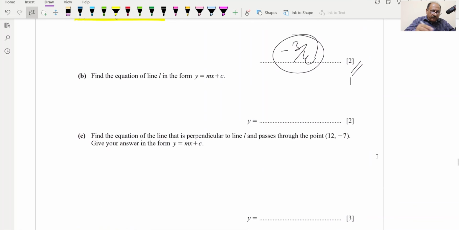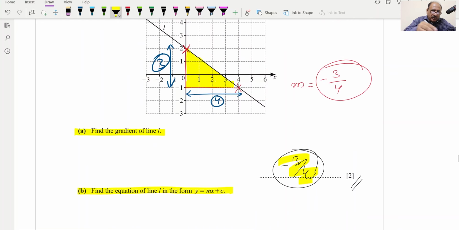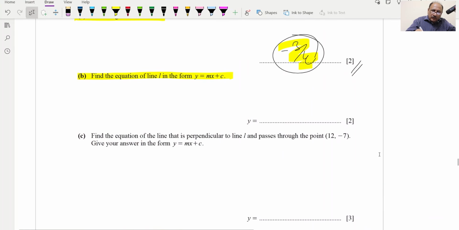Now B part, find the equation of the line L in the form y is equal to mx plus c. Now what we can do, we can use this gradient and a point on the line. So a point on the line, we can use this point, which is 0 and 2. So we will be using 0 and 2 this point, and m value will be equal to minus 3 by 4, and we can use equation of line in point slope form.